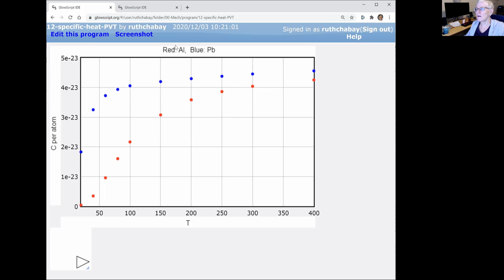These are data from the literature, measurements of specific heat on a per atom basis. The red ones are for aluminum, and the blue ones are for lead. And you can see that as the temperature gets close to room temperature, these things approach the same value. They're not exactly the same value, but they approach the same value.